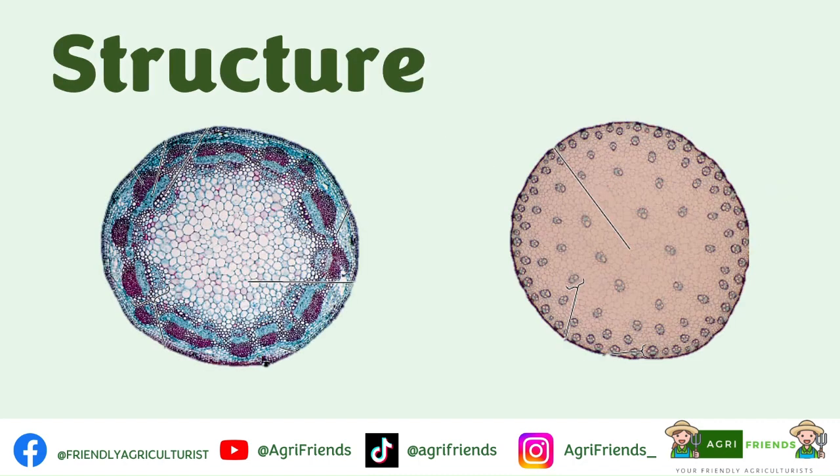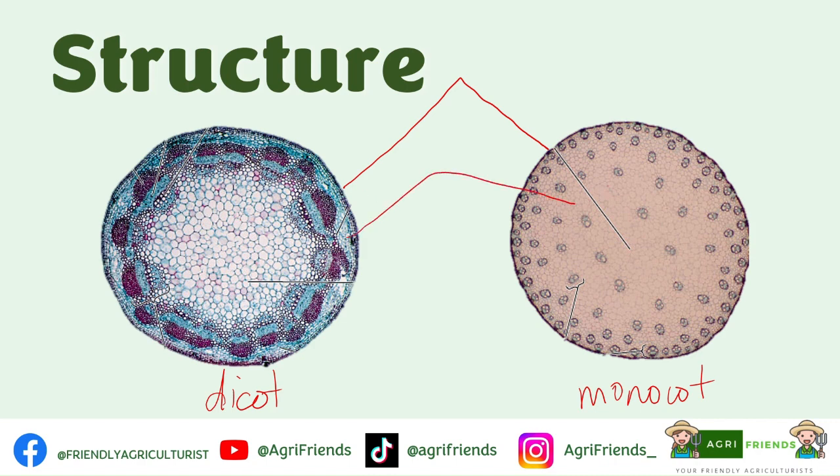For the cross section of the stem, we have here a dicot stem and a monocot stem. Both of them have epidermis and ground tissues. And of course, they have vascular bundles. The difference is that the vascular bundles of a dicot are arranged into a ring, while for monocots, they are scattered.